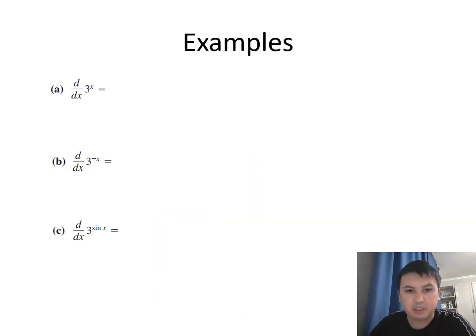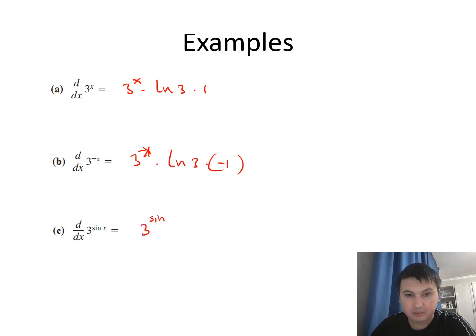Let's quickly do some examples. The derivative of 3 to the x is 3 to the x itself times ln of 3 times the derivative of x, which is 1. The derivative of 3 to the minus x is 3 to the minus x times ln of 3 times the derivative of the exponent minus x, which is negative 1. The derivative of 3 to the sine x is 3 to the sine x itself multiplied by ln of 3 times the derivative of sine, which is cosine of x.